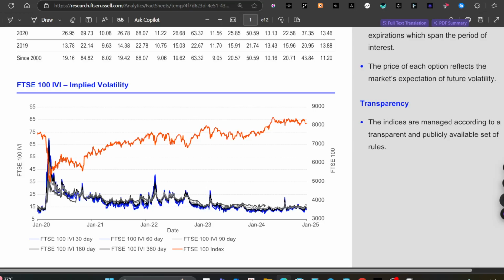Now, if the IVI starts to decrease, it suggests that traders are becoming more confident in the market's direction or that they expect lower price fluctuations in the near future. So, lower IVI readings can be a sign that the market is either in a period of consolidation or preparing for a trend reversal. So this change can also indicate that the market sentiment is shifting. For example, if implied volatility suddenly drops after a period of high volatility, it might signal that traders are waiting for clarity on a particular asset or that uncertainty has begun to settle.